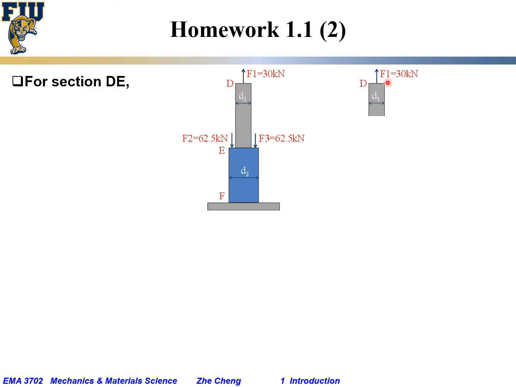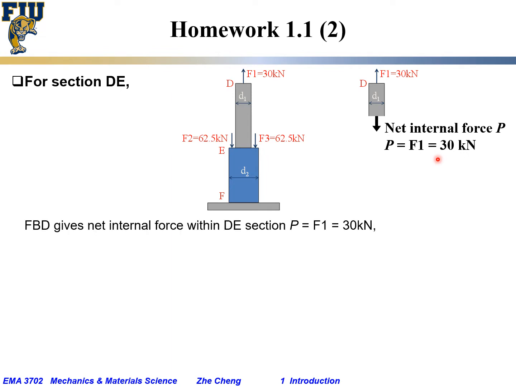Okay. On the top, of course, we have the F1, 30 kilonewton pointing upwards. So it is now balanced, which means at the cross section where we cut, we would need an internal force to balance F1 for this arbitrary section that we choose. And this net internal force, we call it P. And from statics, you would know P would be equal to F1, 30 kilonewton pointing downward. So this is our free body diagram for the section from D to the arbitrary center point that we cut.